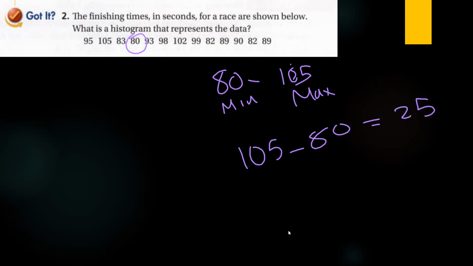Yes. Then 25, I can divide it by 5. So that means I have to make a table of 5 rows, containing intervals, and each interval has a length of 5. So let's make a table now here.